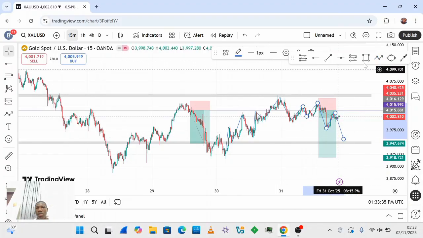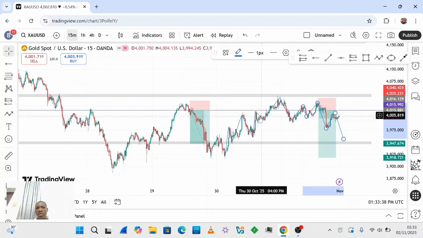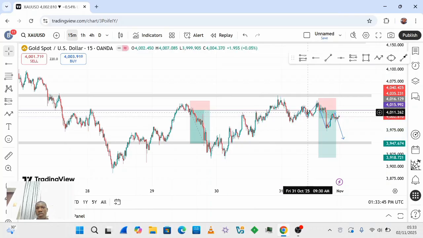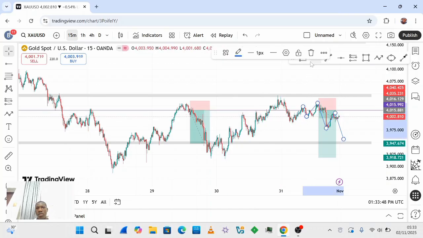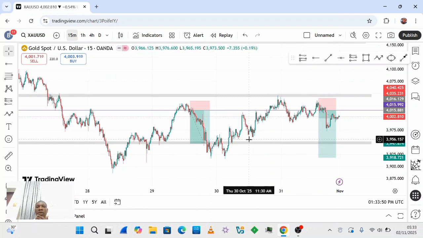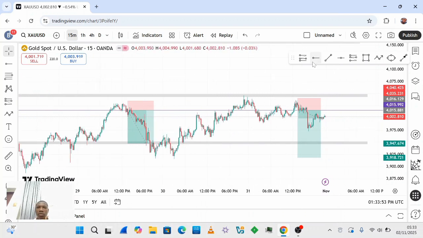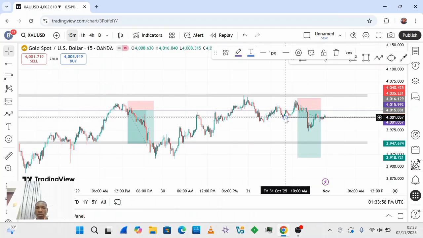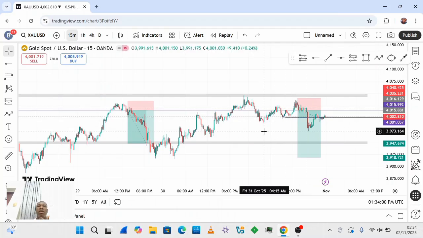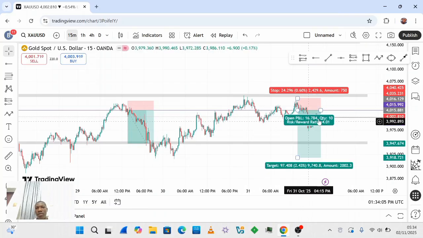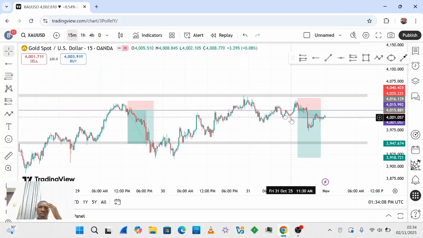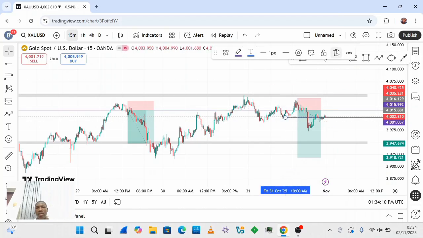Let me quickly delete this thing. Looking at it now, it has broken the minor structure. And anytime price goes back to that previous resistance, then I'll be taking my sell instead. This is just the simple approach that I use to buy and sell in the market.